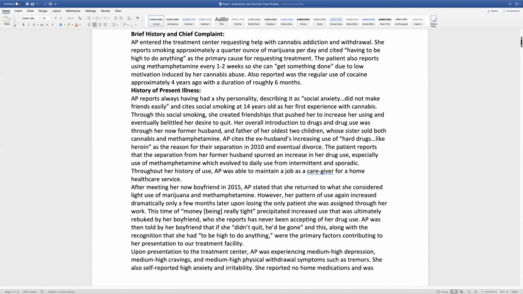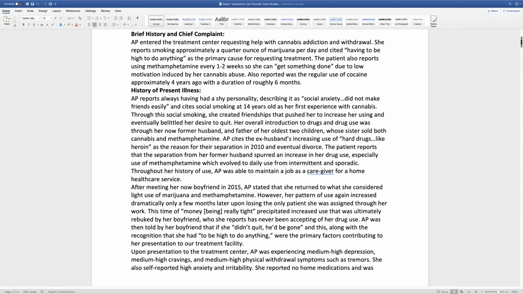She also reports regular use of cocaine approximately 4 years ago with a duration of roughly 6 months. In her history of present illness, AP reports having a shy personality, describing it as social anxiety, did not make friends easily, and cites social smoking at 14 years old as her first experience with cannabis. Through social smoking, she created friendships, which pushed her into increased using and eventually belittled her desire to quit. The overall induction to drugs and drug use was through her now former husband, father of her oldest 2 children, whose sister sold both cannabis and methamphetamine.